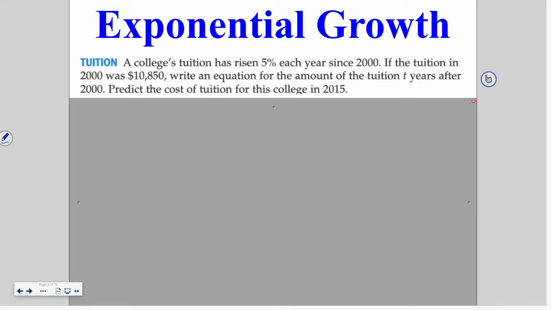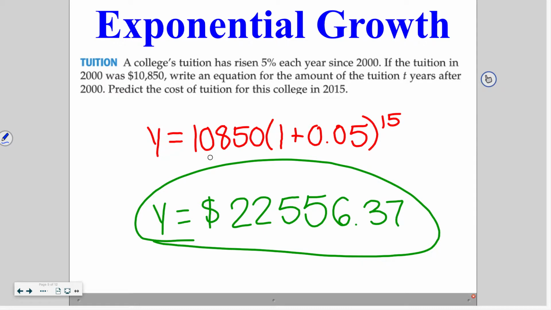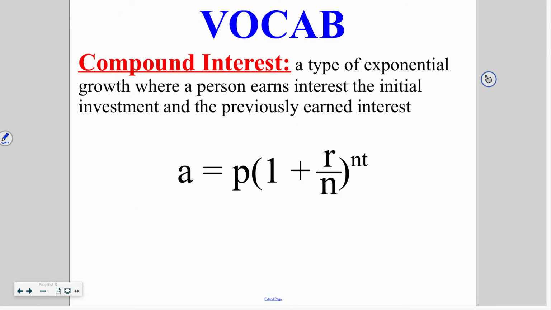Go ahead and try this one on your own. So we have our initial value of 10,850 times 1 plus that 5% written as a decimal to the exponent of 15. Your final value is going to be $22,556.37.